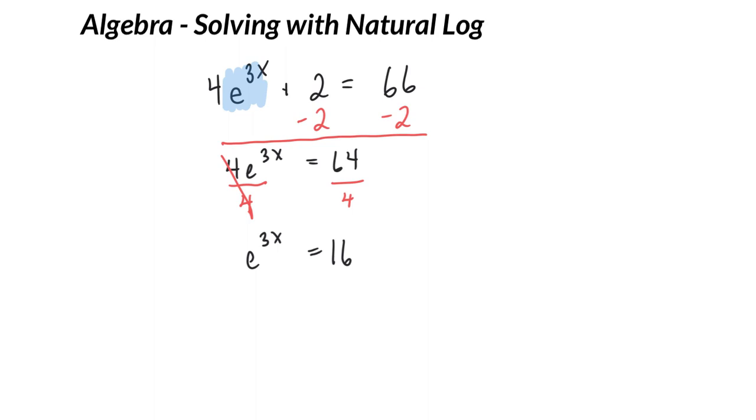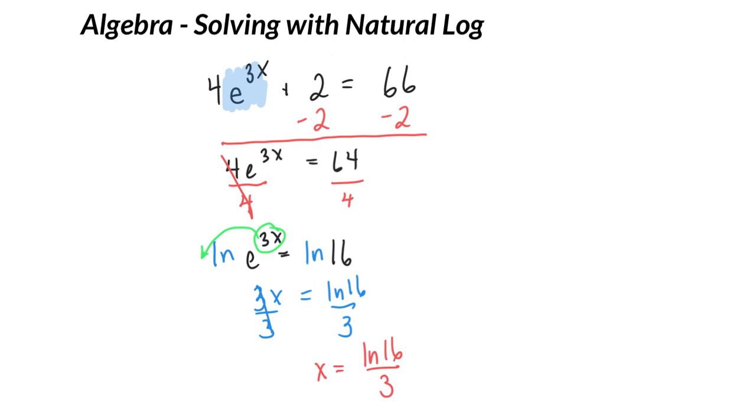Now we want to get rid of the e part of this. And again, normally we do a log base whatever, but in this case we can simply do the natural log of both sides. I should have left myself a little more room. And that takes my 3x and drops it out. The natural log of e is 1, so I'm left with 3x equals the natural log of 16. Divide both sides by 3. So we've got x equals the natural log of 16 over 3.